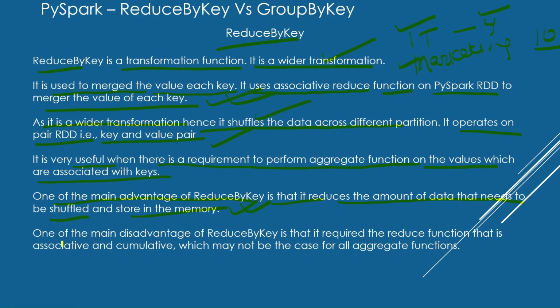One of the main disadvantages of reduceByKey is that it requires a reduce function that is associative and commutative. So whenever we do any kind of transformation, reduceByKey uses a reduce function that is associative and commutative. If the aggregate function is not associative and commutative, then reduceByKey will not perform properly.